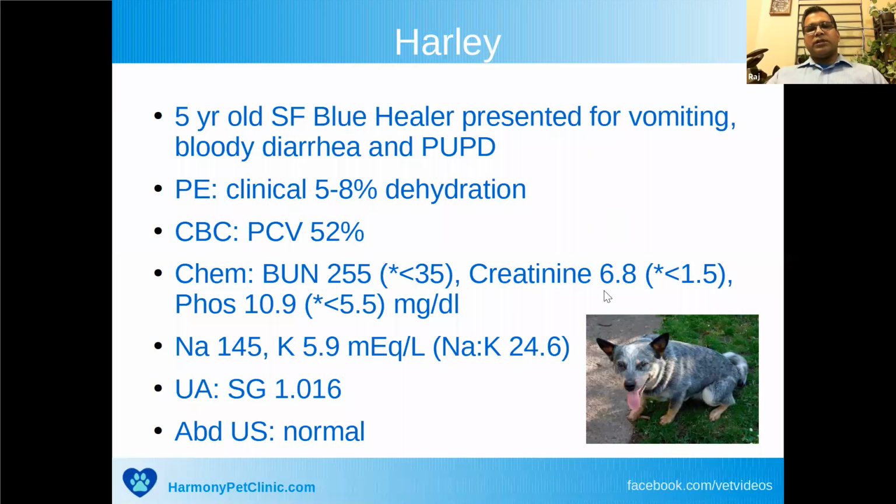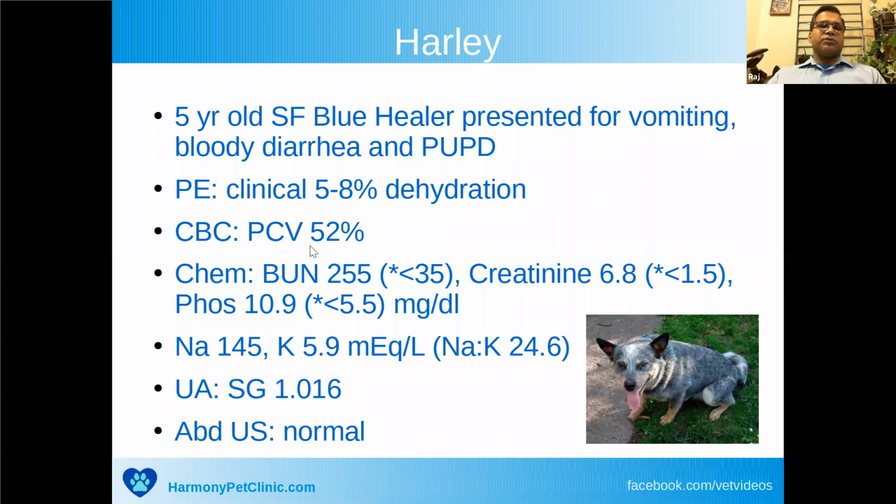So let's do some clinical cases. This is Harley. Harley was a 5-year-old spayed female blue heeler, presented for vomiting, bloody diarrhea, and polyuria, polydipsia for a few days. On physical exam, the pet was dehydrated with no other significant finding.